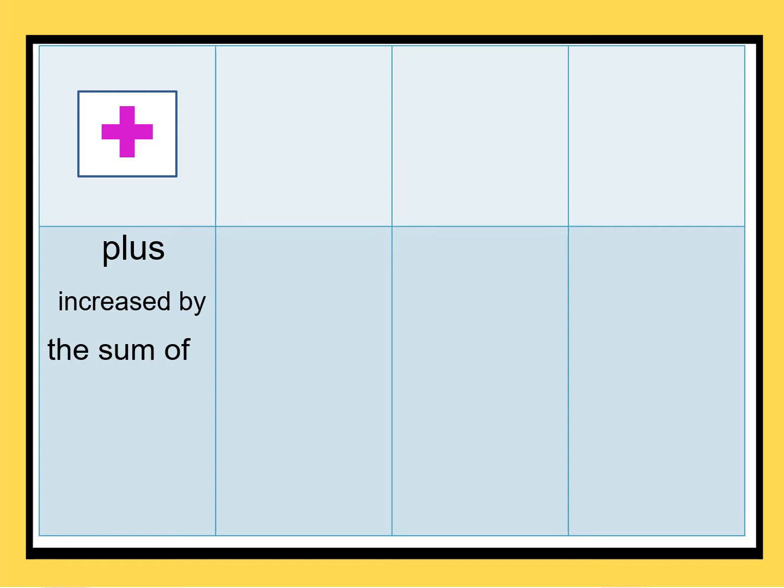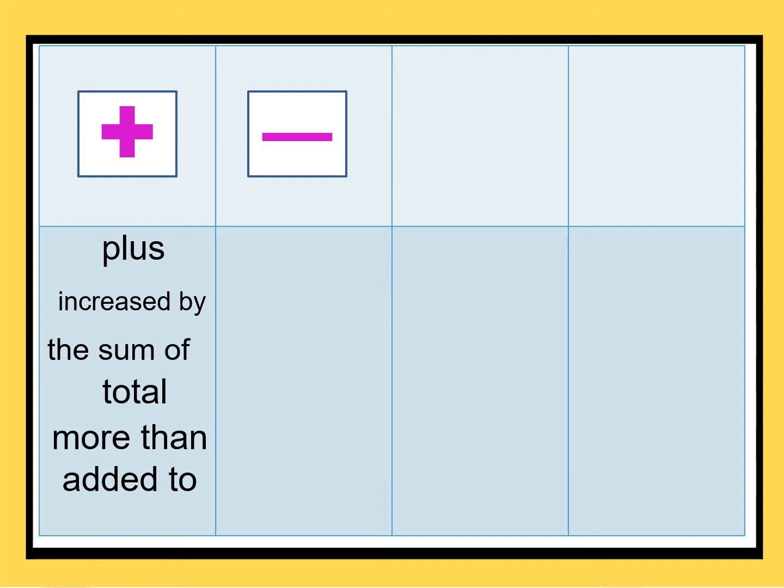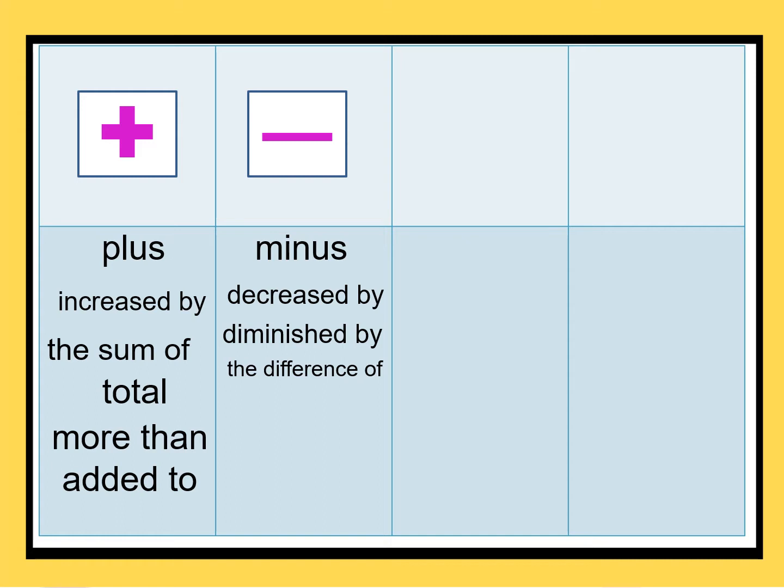Let us now have the keywords for addition. We have plus, increase by, the sum of, total, more than, and added to. Keywords for subtraction, we have minus, decrease by, diminish by, the difference of, reduce by, take away, less than, and subtracted from.